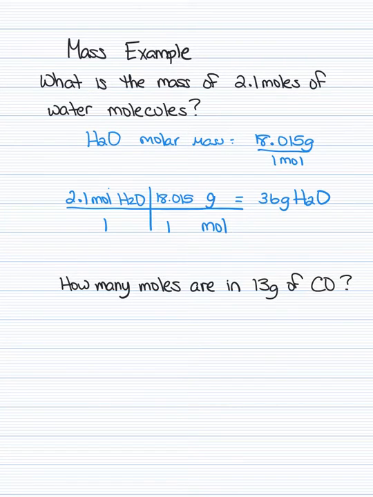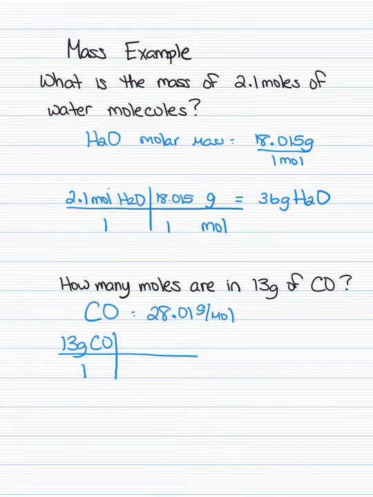In the second example, we have how many moles are in 13 grams of carbon monoxide. Because we're going from grams to moles, again, I know that I'm going to need the molar mass of carbon monoxide, so CO. When I look on my periodic table, I'm going to add the molar mass of carbon with the molar mass of oxygen, and that will be equal to 28.01 grams per mole.